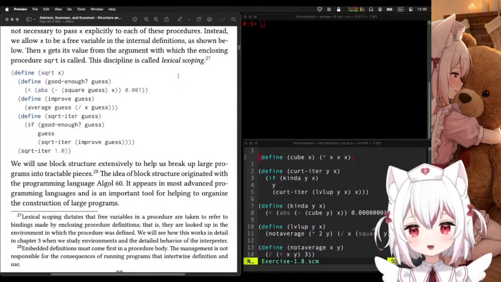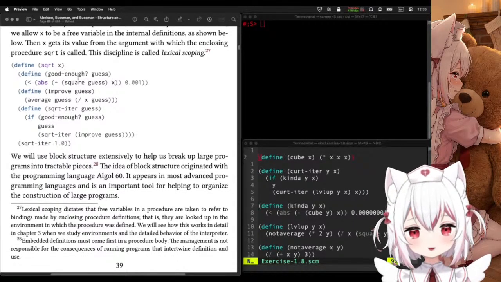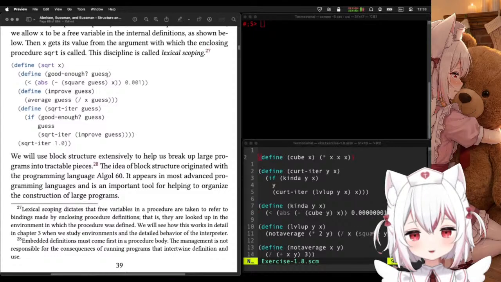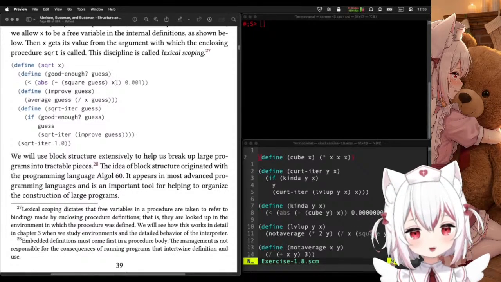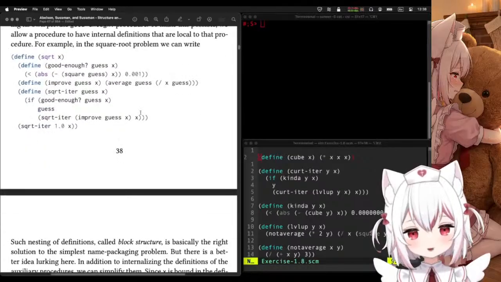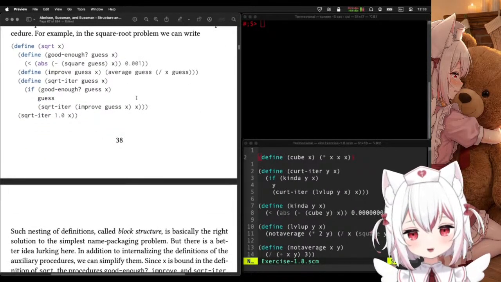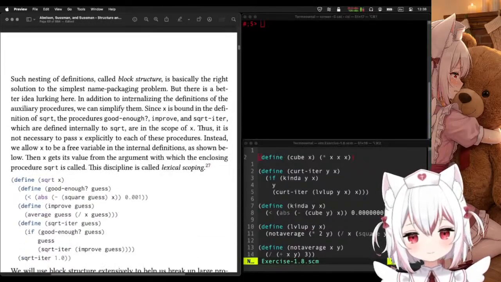Okay. So now, instead of having x's all over the place, we have square root of x, good enough, guess. Actually, there's still x's, but maybe there's not as many. Wait, let me look at the difference. Okay, instead of having both, it's just one. Why is that?